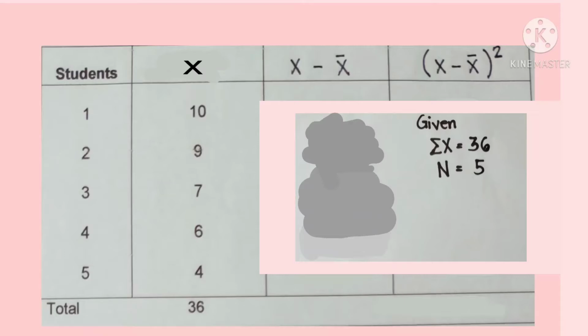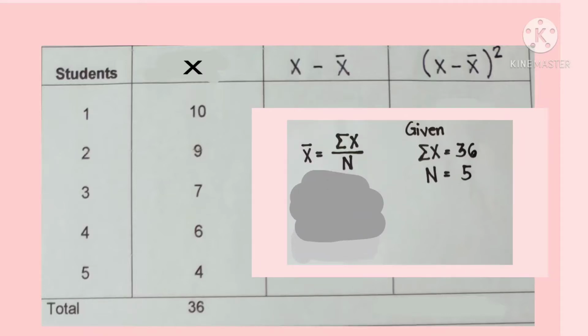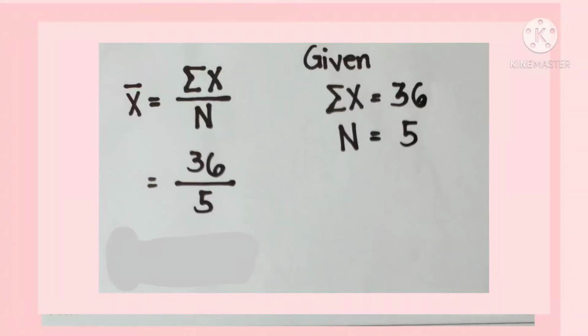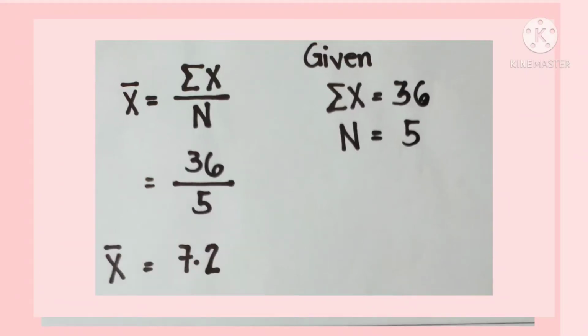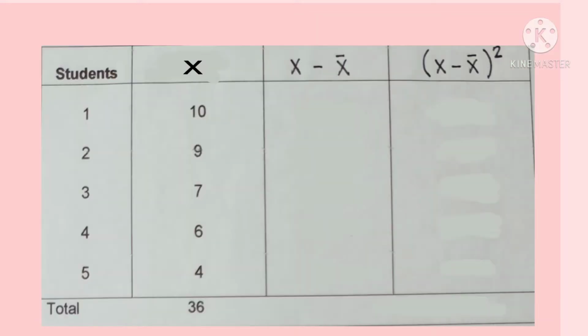So the given is: summation of x is equal to 36 and n is equal to 5. Let's substitute. The summation of x is 36, so we put 36 here, and n is 5, so let's put 5 in the denominator. Now let's divide 36 by 5. 36 divided by 5 is equal to 7.2. So now our mean is 7.2.